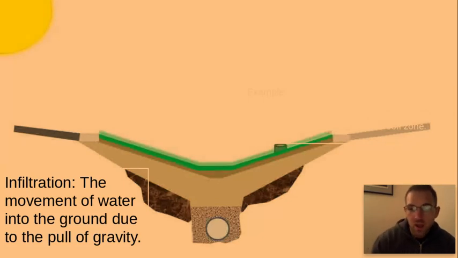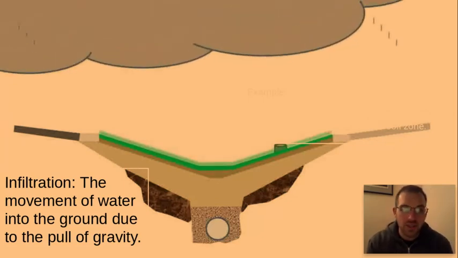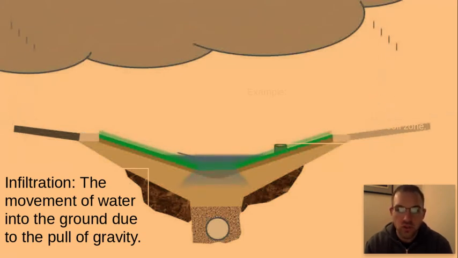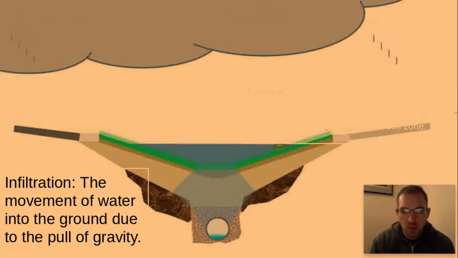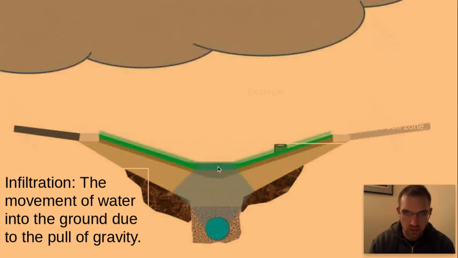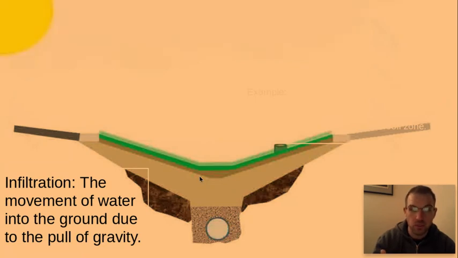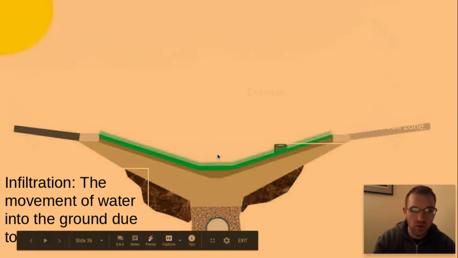Okay, so as you can see in this diagram right here, as the rain cloud comes in, the rain starts to fall down, right? You're going to have a buildup of water in here as runoff continues to build up in an area. But as you can see on the bottom right here, here's the soil. This is the grass right here. The water is going to start to infiltrate or kind of break into the ground, and the movement of water into the ground is due to the pull of gravity.